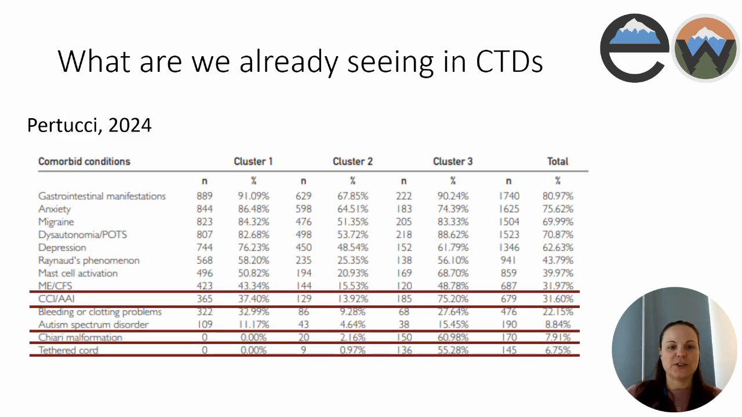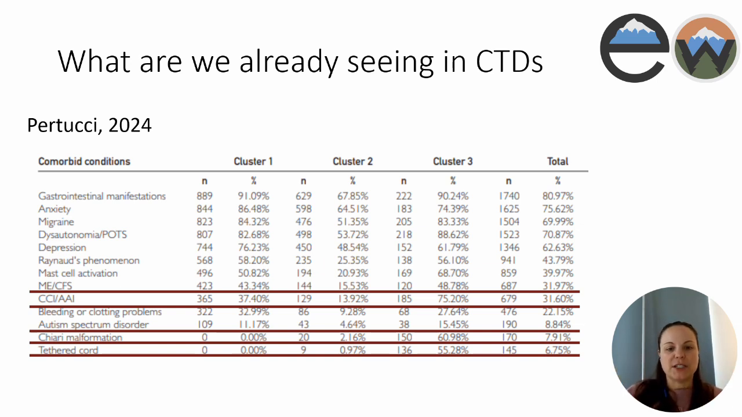And this is just from that article from Petrucci in 2024 that looked at the neurological phenotype. And there's more than just what I boxed out here, but we talk about these a lot, right? CCI or AAI, so the combination of craniocervical and atlantoaxial instability or upper cervical problems.